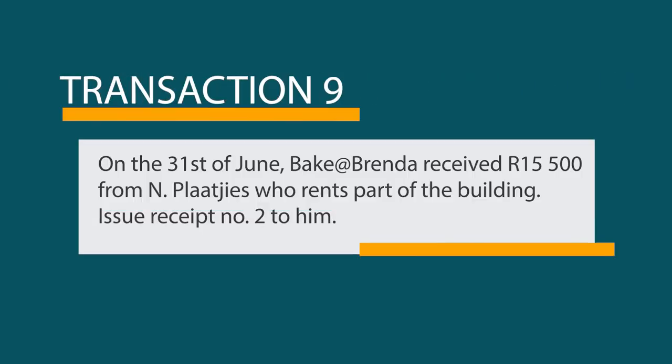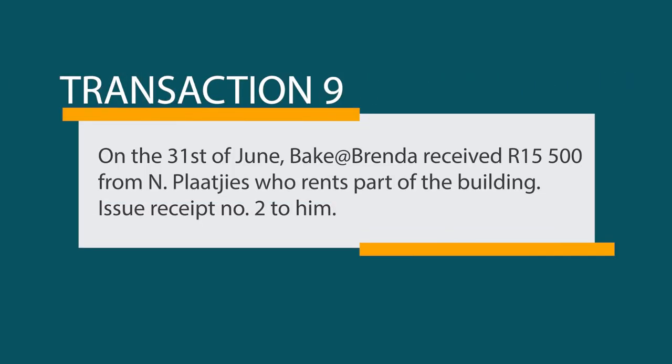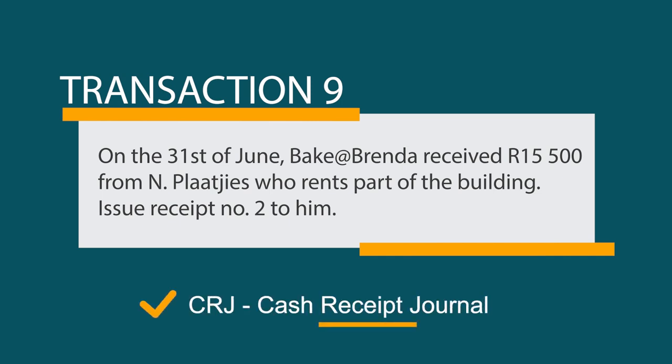Now for the last example. On the 31st of June, Baker Brenda received 15,500 Rand from N. Plakies, who rents part of the building. Issue receipt number 2 to him. In this transaction, is it a CPJ or CRJ? Yes, that's correct. It should be recorded on the CRJ.